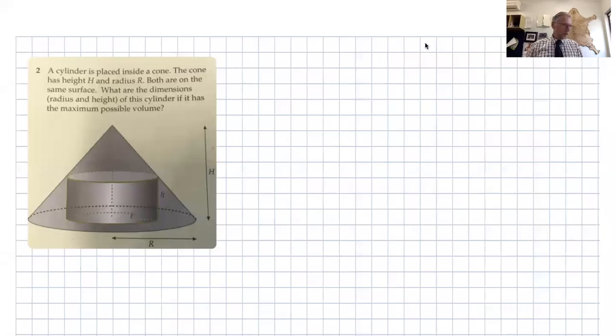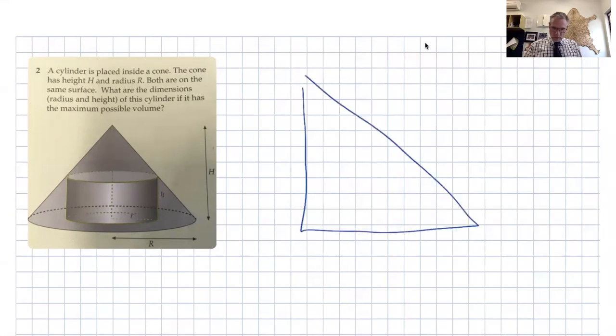So this is question number 2 from the extension exercise. A cylinder inside a cone, and we are asked to find the maximum possible volume for the cylinder. So to start this activity, we're just going to redraw part of what's going on.